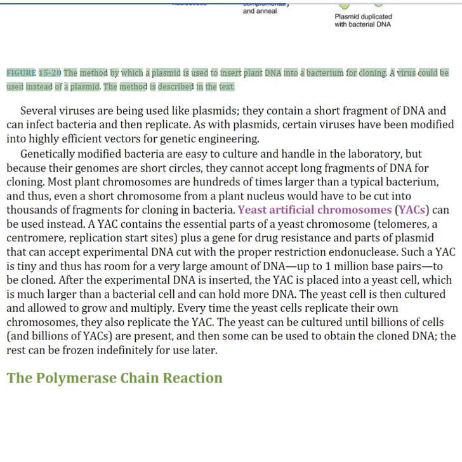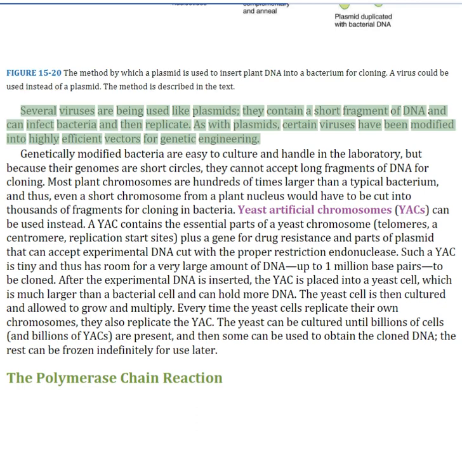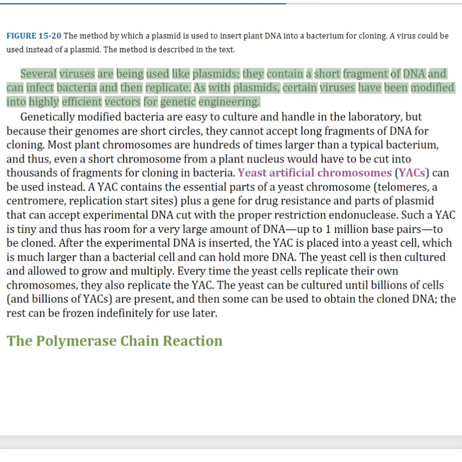Figure 15.20: The method by which a plasmid is used to insert plant DNA into a bacterium for cloning. A virus could be used instead of a plasmid. The method is described in the text. Several viruses are being used like plasmids. They contain a short fragment of DNA and can infect bacteria and then replicate. As with plasmids, certain viruses have been modified into highly efficient vectors for genetic engineering.